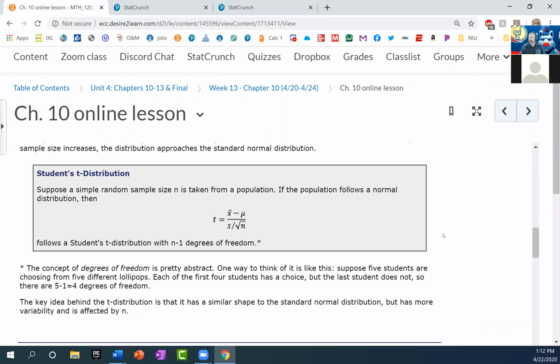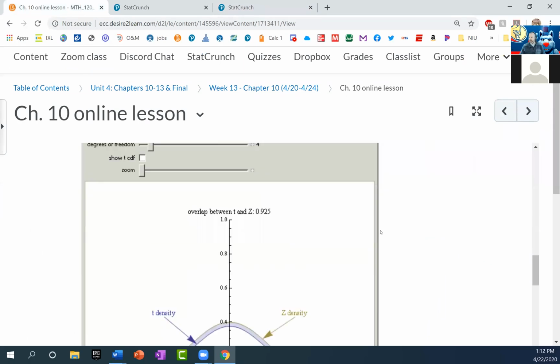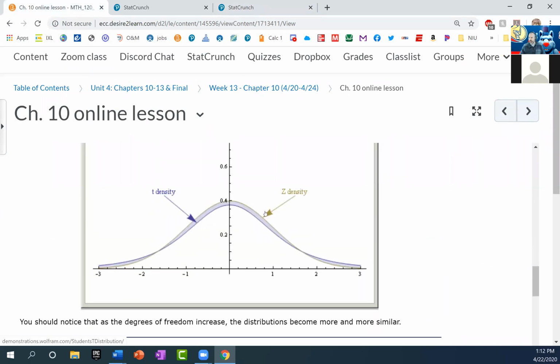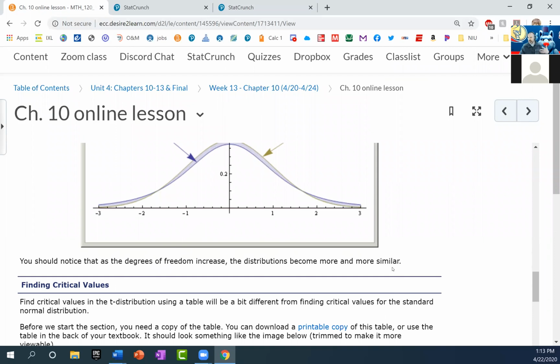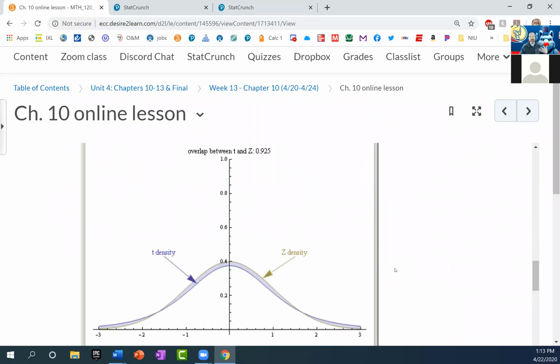There's this T distribution. It looks normal. You can see here's a Z, here's a T. They're almost the same. And as the sample size increases, the distributions become more and more similar. When you have a large sample size, a T is basically the same as a Z.